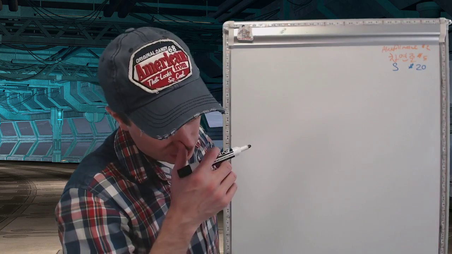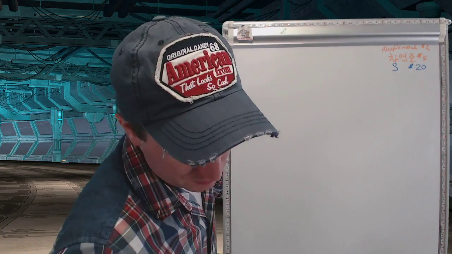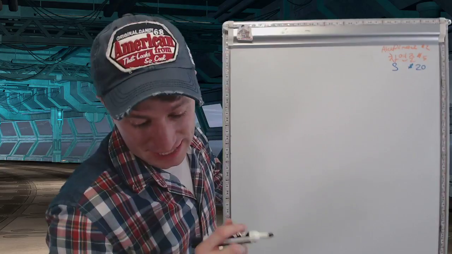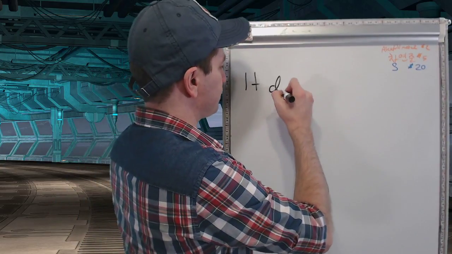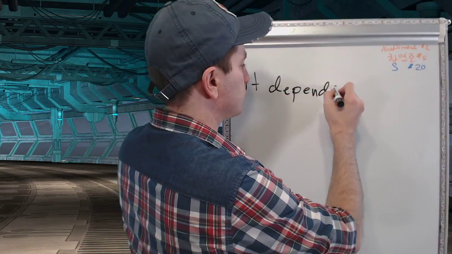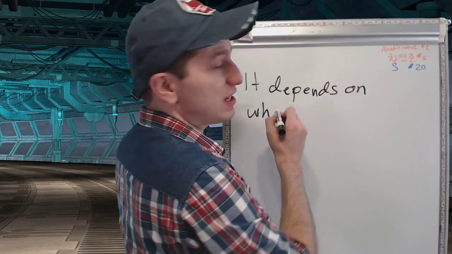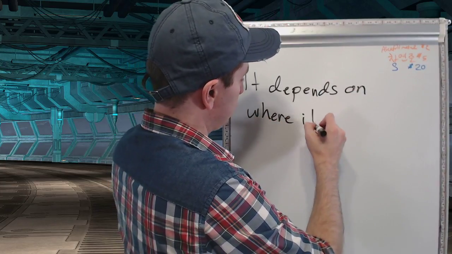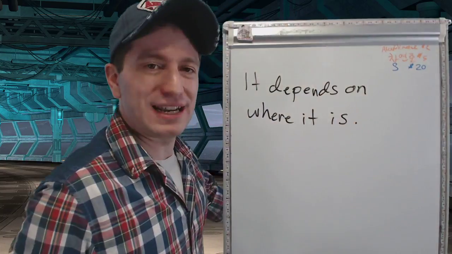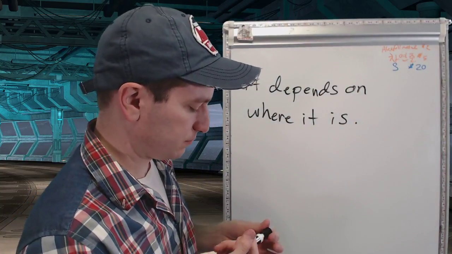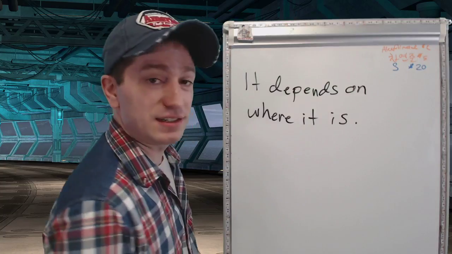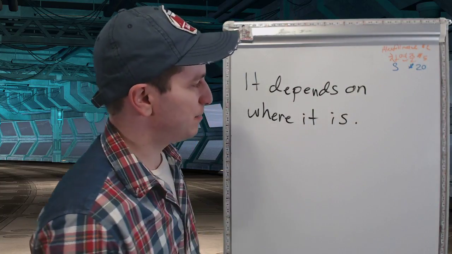So the next form we're going to be using, actually one more sentence. It depends on where it is. How would I say this? Also using 느냐. It depends on where it is. How would I say this, using the 느냐 form we just learned? It depends on where it is.